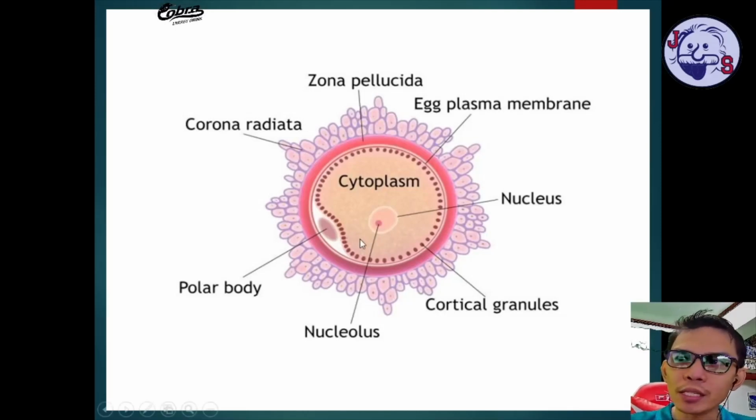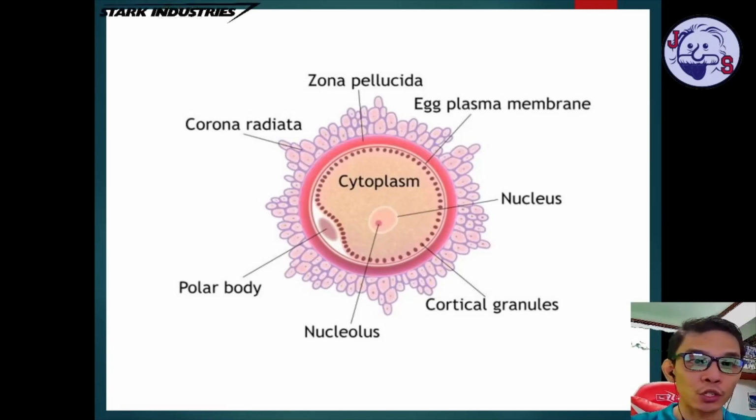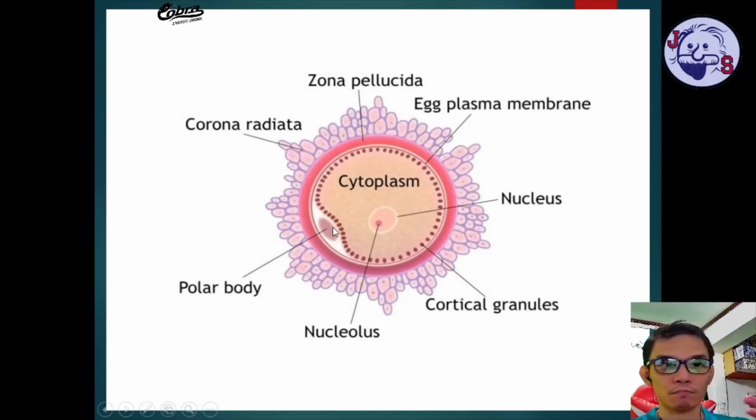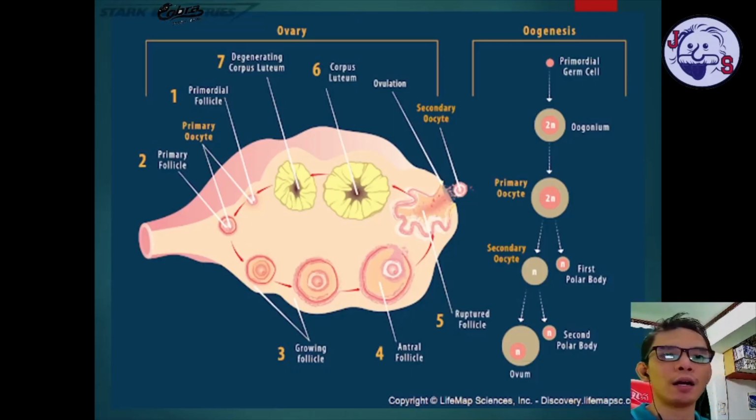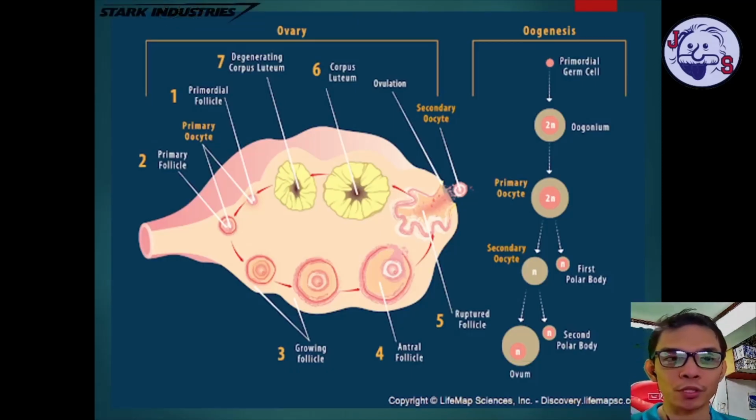Once it is released, it will combine with the nucleus that you have right here, combining the haploid chromosomes that they contain, and eventually it will become a zygote. The polar body is also present in this egg cell. Also, the question here is, how is it produced? How do you produce an egg cell?